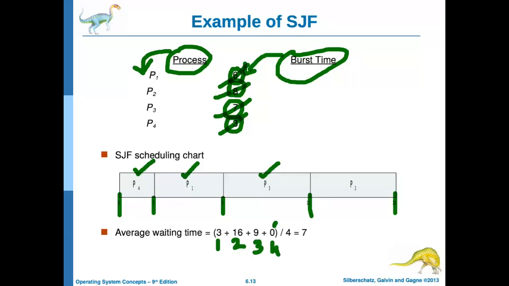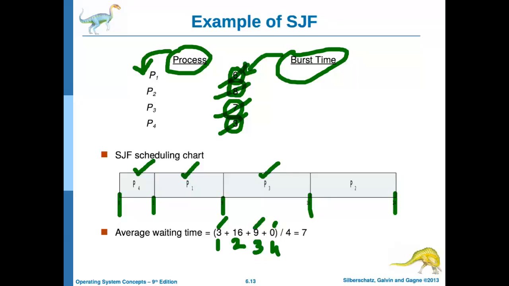P1 is scheduled at 3. So P1's waiting time is 3. So 3 minus 0 is 3. Next, P3. P3 is scheduled at 9. So 9 minus 0 gives me 9. When I say minus 0, that is the arrival time. Don't get confused there. You may wonder why I am subtracting 0 when there is no effect. If the arrival time is different, there is definitely an effect on that.